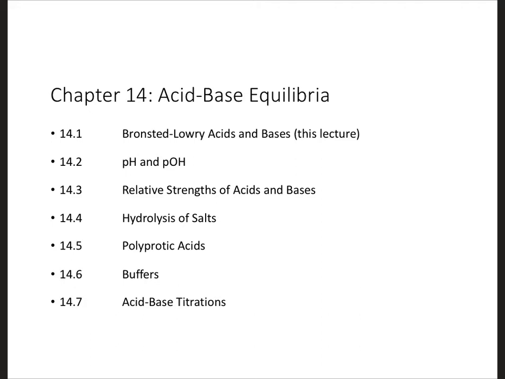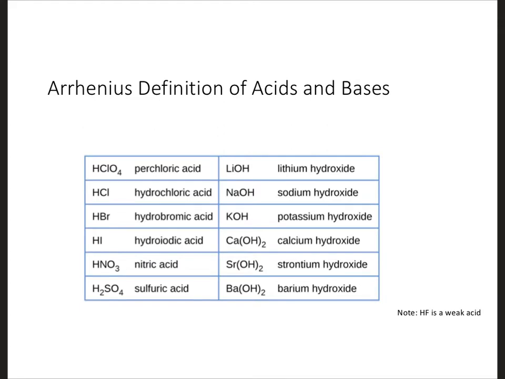So in this lecture, we're going to go back through acids and bases. What are they? And particularly in Gen Chem 2, we're interested in the Bronsted-Lowry definition of acids and bases. So the Arrhenius definition of acids and bases is probably the definition that you were exposed to in high school or in Gen Chem 1.